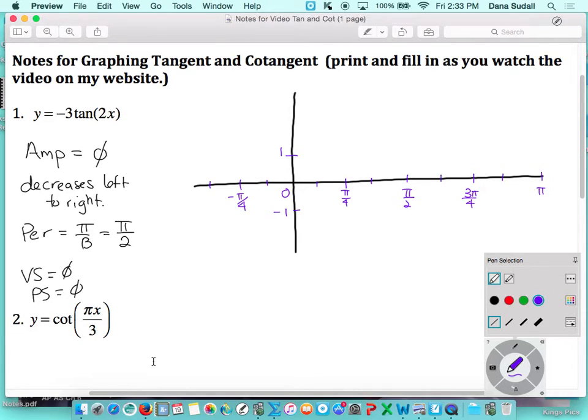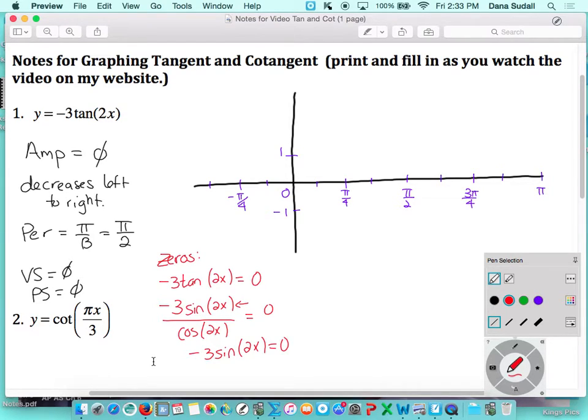All right, now I need to come up with where the zeros are. Remember, the zeros for your graph will occur when this fraction equals 0. So -3 tangent of 2x has to equal 0. Well, tangent is the sine divided by the cosine. If you set that fraction equal to 0, the part of the fraction that equals 0 is going to be this numerator. So -3 sine 2x would equal 0. If you divide both sides by -3, you end up with just sine 2x equals 0.